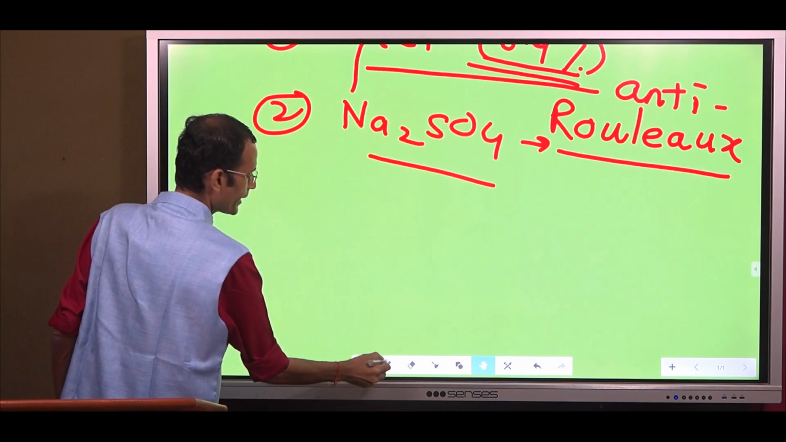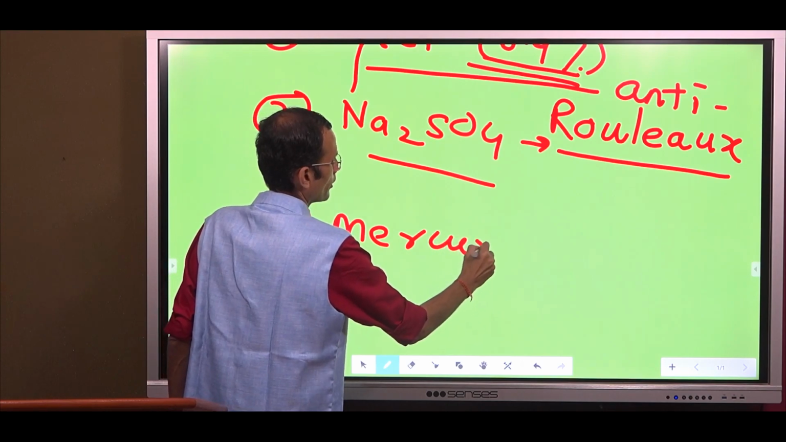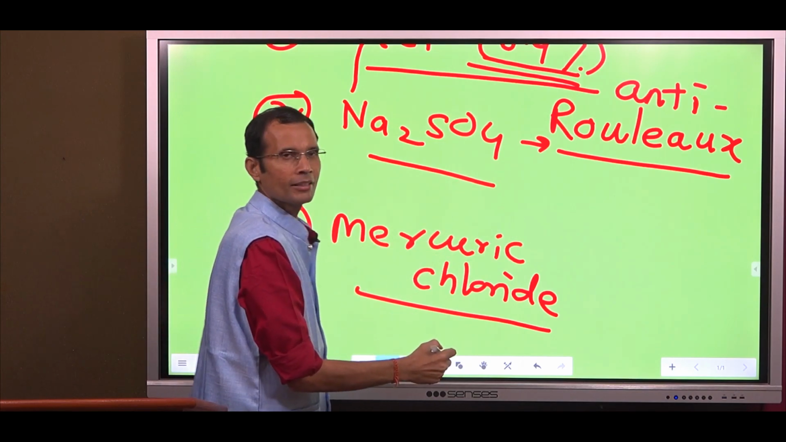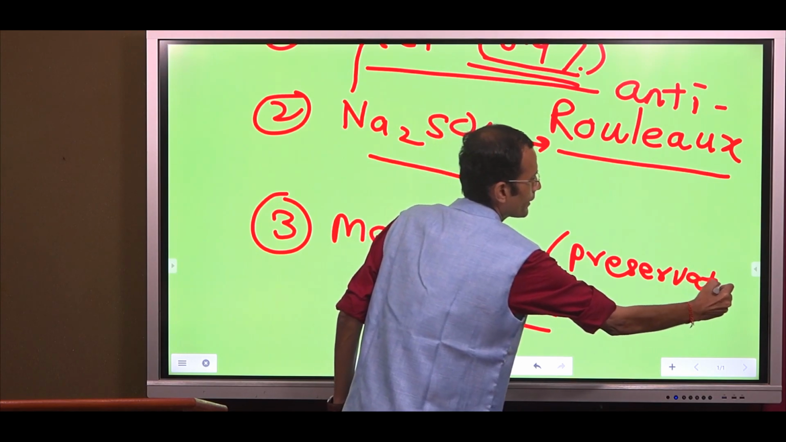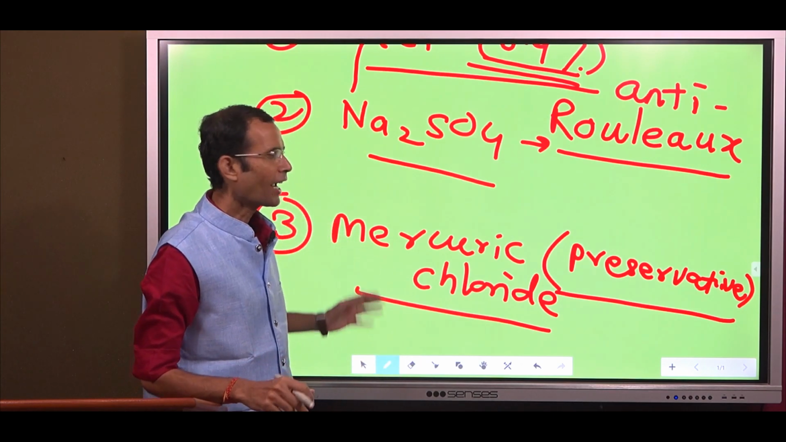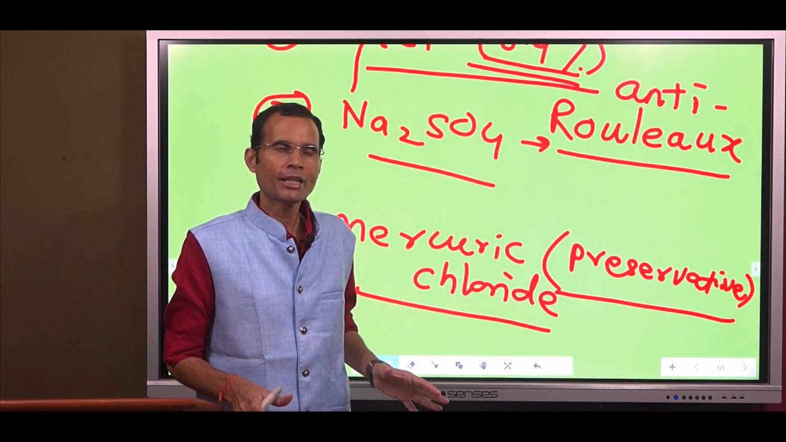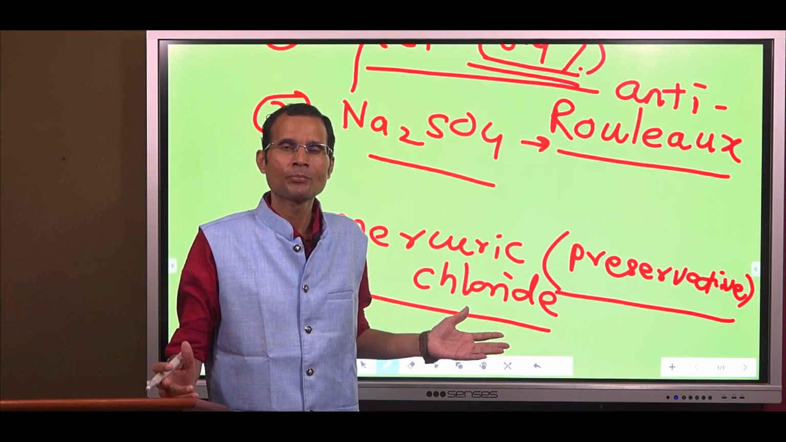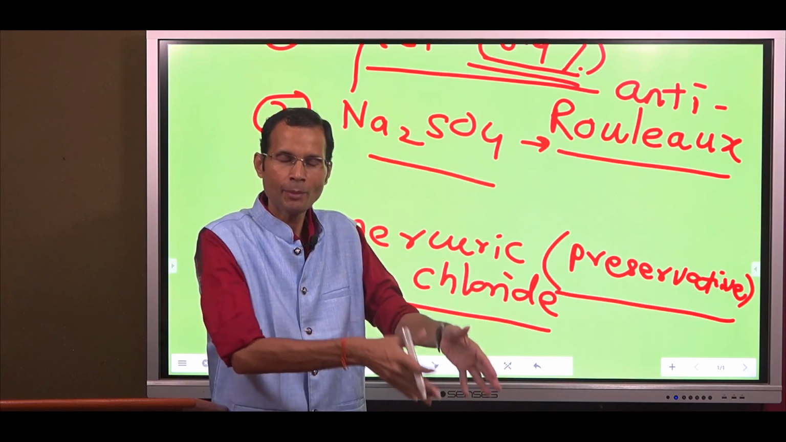Third is an interesting one, mercury chloride. Many authors have simply written in front of this as preservative. Well, yes, it is a preservative, but it preserves what? I ask this question very often in my exams, in the vivas. Mercury chloride preserves what? Students are clueless. Does it preserve that slide that you have made, the Neubauer chamber, or that sample?